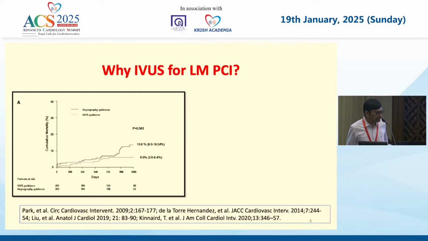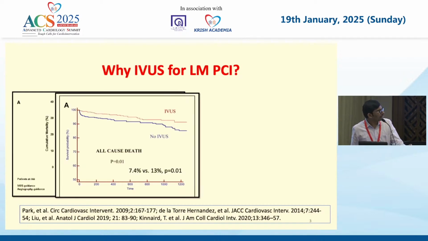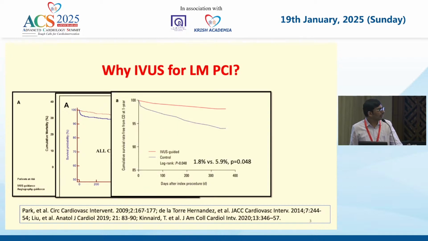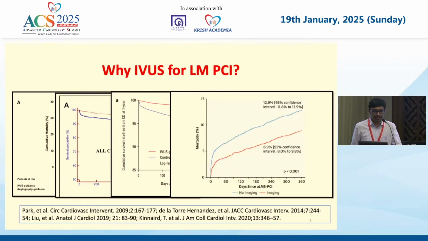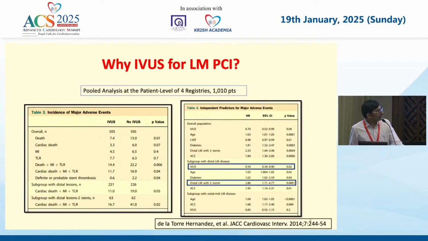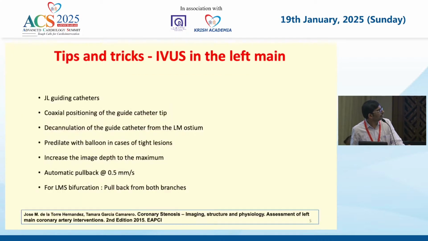Why do you need IVUS or any form of imaging for left main PCI? This is one subset where there is an absolute mortality benefit, which is not a small number, ranging between 4% to 7.6% absolute decrease in mortality. So if you want to use IVUS or any form of imaging in one subset, that is your left main PCI, particularly when the lesion you are going to deal with is complex, particularly the distal left main lesions. And specifically, if you are going to use 2 stents, that is when the maximum benefit happens when you use imaging in left main.